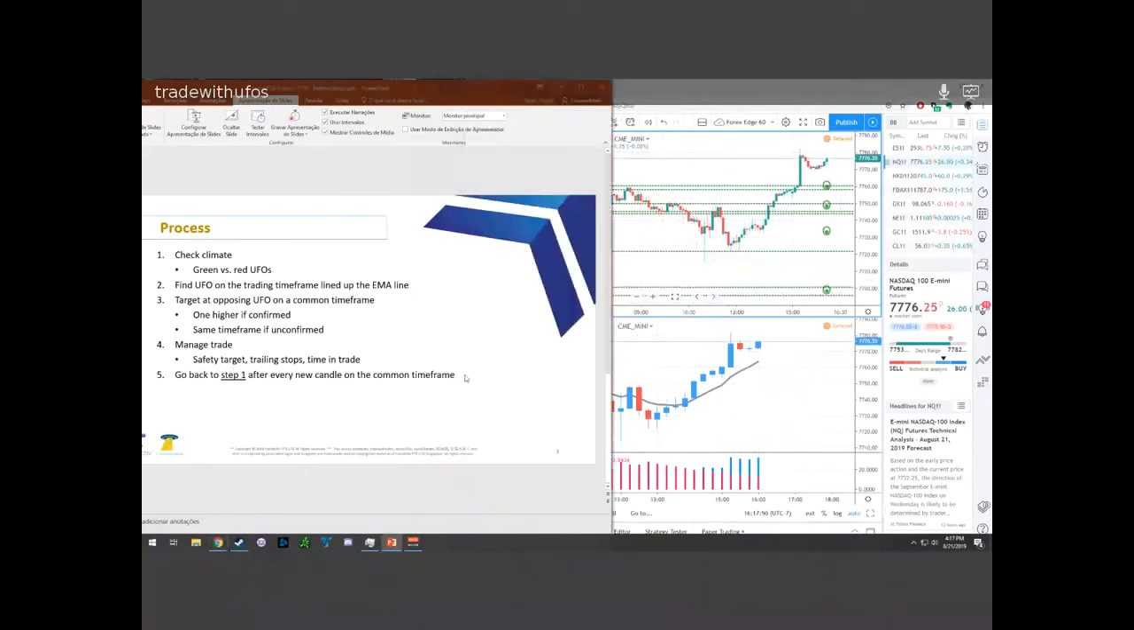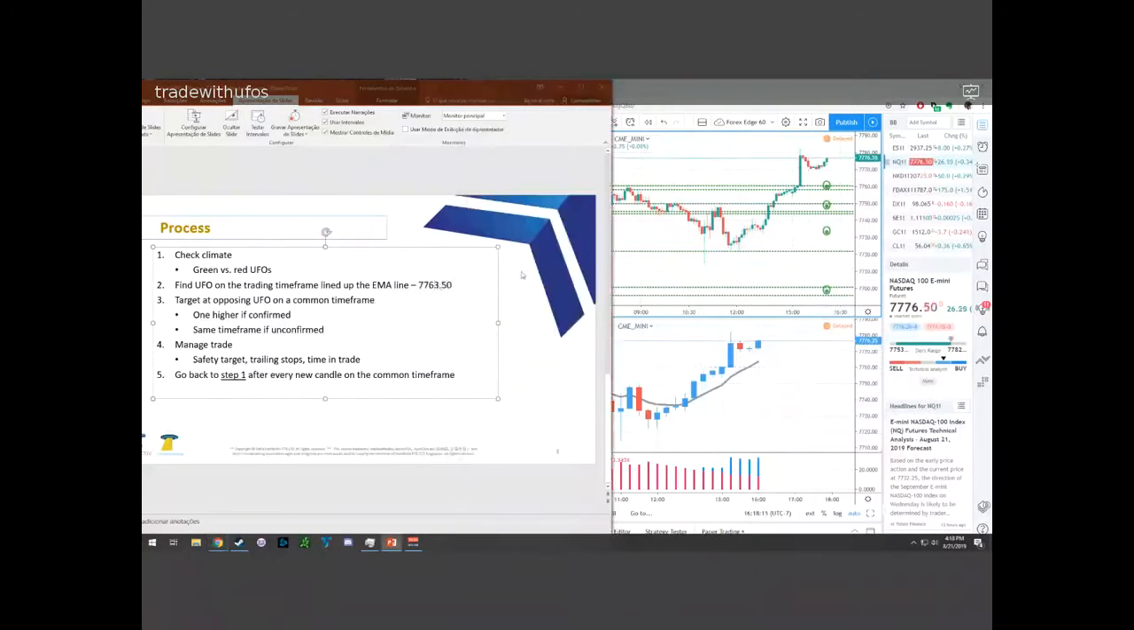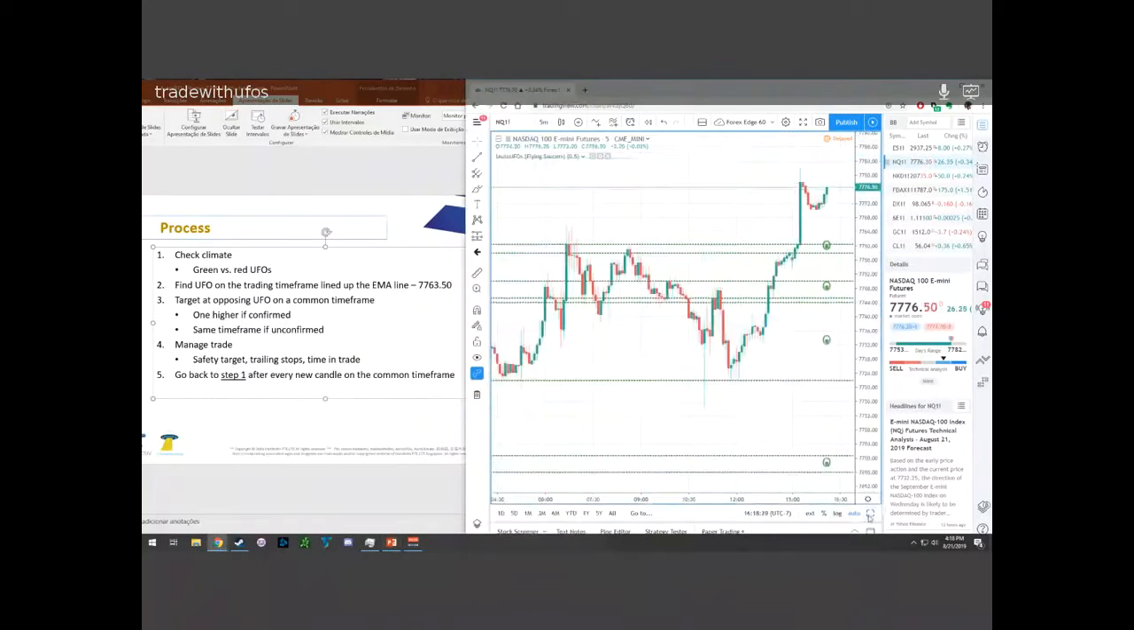I'll even write it down over here so we can keep track. So our EMA line is at 77.64.50. Okay, so we want to try to find a UFO where it wraps around essentially this price line at 77.63. Sorry about that. Okay, so let me maximize this real quick. At 77.63, we don't have anything.